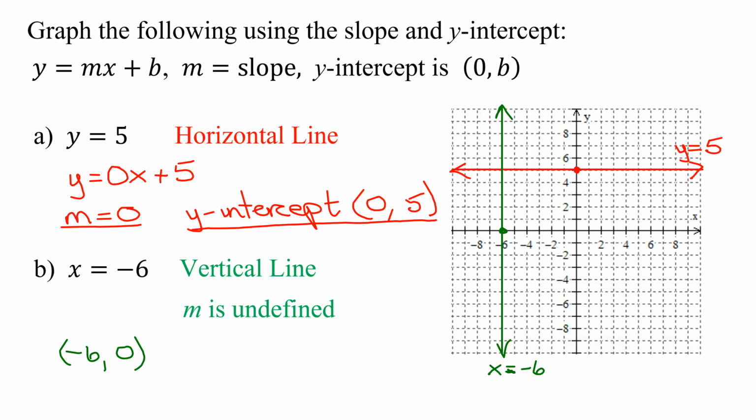So whenever you have to graph a line and there's only one variable present, if the variable is a y, it's a horizontal line. If the variable is an x, it's a vertical line. Those are the two special cases of graphing lines.